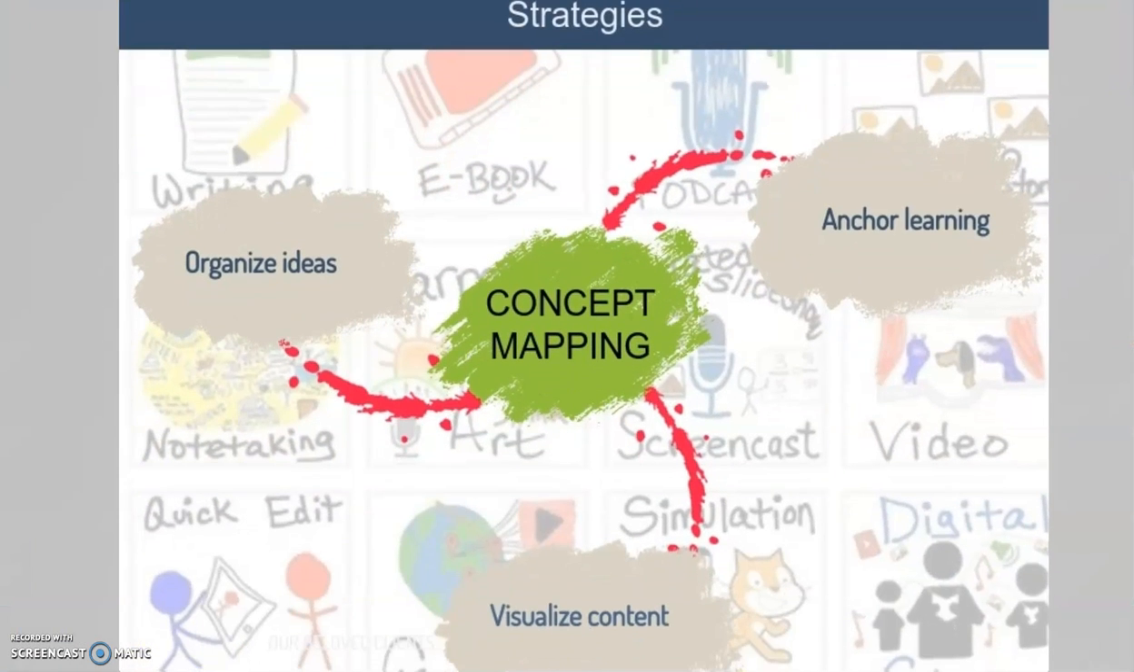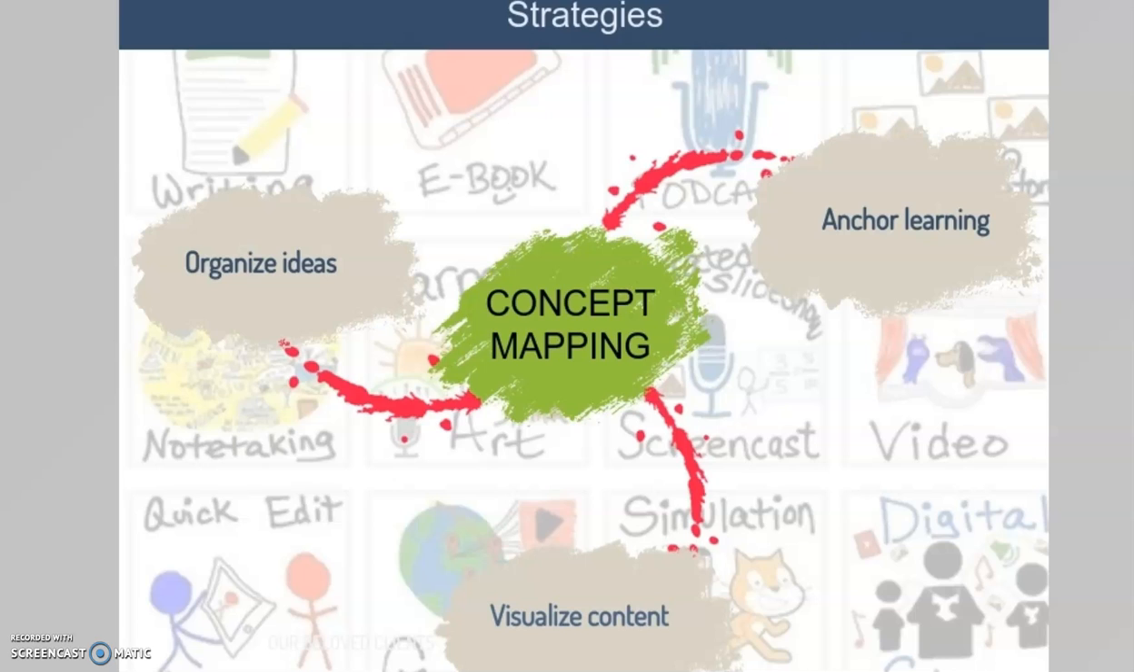A strategy that I found that is very useful with 5.1 is concept mapping. I use it in my class because I teach U.S. history. For me, concept mapping allows my students to organize the ideas that we have seen throughout our unit, to visualize content. Sometimes they add in pictures or other graphics if they're using the computer. And then it anchors our learning.